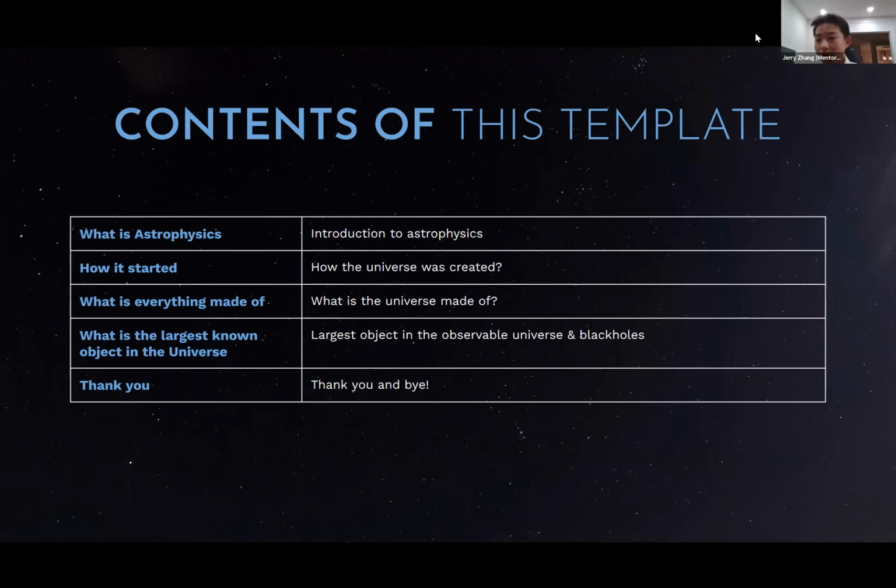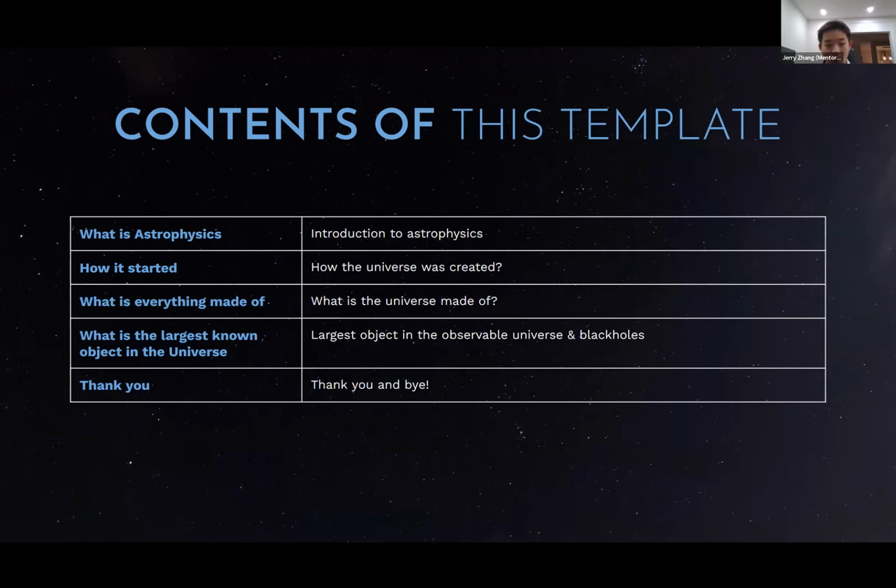So what we're going to be going through today is: what is astrophysics? The introduction of astrophysics, what it is the study of, how it started. So this is how the universe was created, and we're going to be talking about the Big Bang Theory. Some of you may have heard of it. Then we're going to have what is everything made of? So what is the universe made of? What are the three main things that the universe is made of?